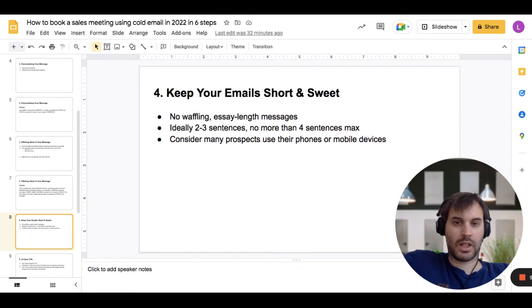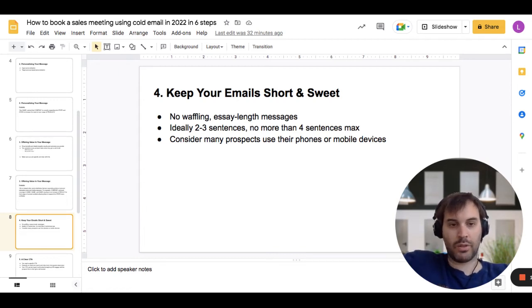The fourth step here is to keep your email short and sweet. A lot of people write massive, waffling, essay length messages. I've learned a lot through my experience as well. Even if I look back at emails I wrote three or four years ago, it's kind of shocking how long some of my own cold emails were back in those days. But that's all part of learning. Now I'm much more experienced and a bit wiser when it comes to these things.